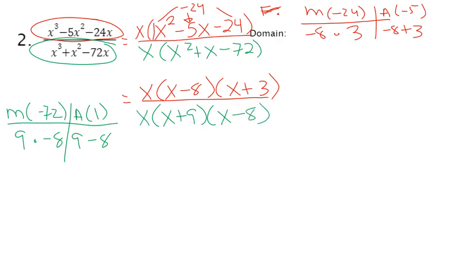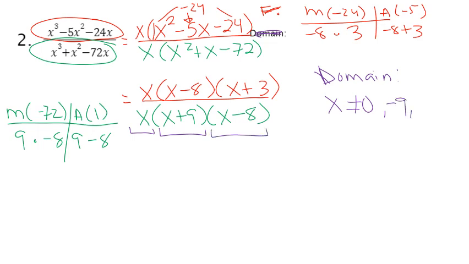If the question is what's the domain, I'll move this down here. Our domain is a few of them. We actually have 3 values. So x cannot equal 0. If I set this to 0, x cannot be negative 9. And the last factor is x cannot be positive 8.